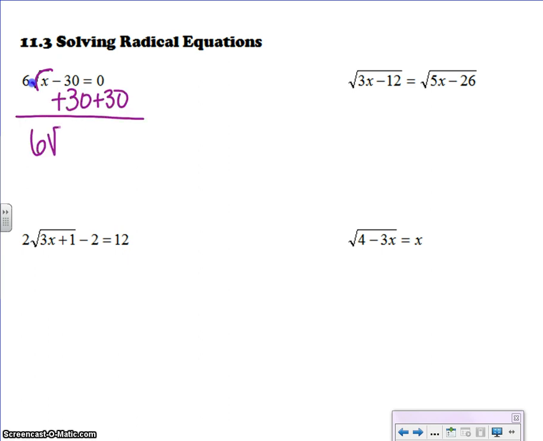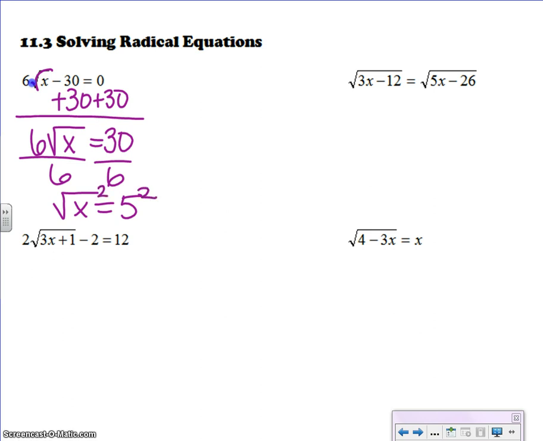So we have 6 root x is equal to 30. And now we're trying to get the square root by itself again, so we divide by 6. So we get the square root of x is equal to 5. Not by itself yet. Remember, to undo taking the square root of something, we're going to square both sides. We square both sides, x squared is equal to 25.